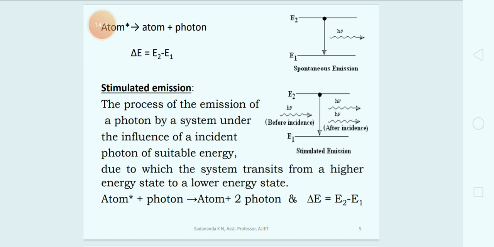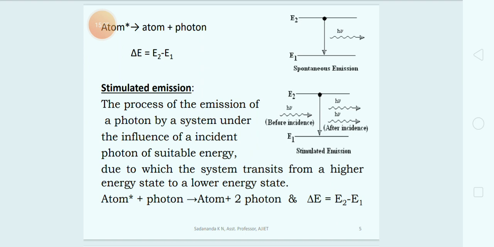Therefore, the state of the system is represented as atom star is equal to atom plus photon. So please remember, without the aid of any external agency, the photon is liberated and the atom comes back to the ground state. This process is called spontaneous emission. That's why the word spontaneous. Spontaneously, immediately, after a very short duration, the atom after attaining the higher energy state will come back to the ground state.